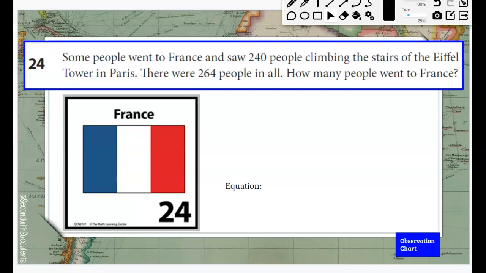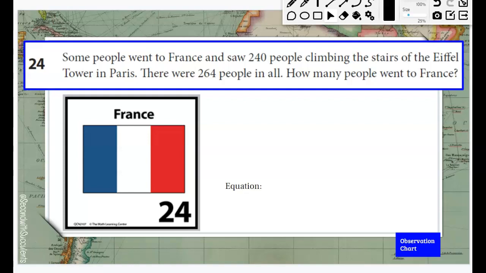On the 24th, we traveled to France. Some people went to France and saw 240 people climbing the stairs of the Eiffel Tower in Paris. There were 264 people in all. How many people went to France? Think about your equation for the second read.